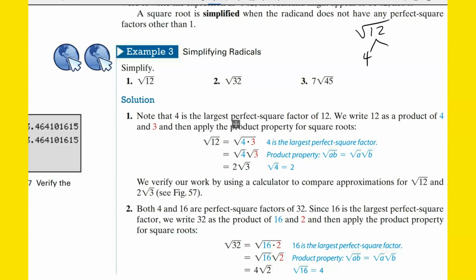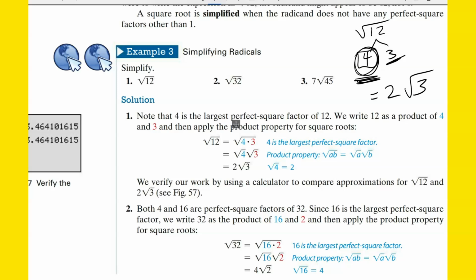So we break the 12 down to a 4 times what? 4 times 3 gives you 12. So a 4 and a 3. Since the 4 is a perfect square, we bring it out by taking the square root of that number. That comes out of the radical as a 2. Whereas this 3 can't do anything, so it must remain under the radical. So 2 times the square root of 3, or some people say 2 on the square root of 3, is how the square root of 12 simplifies, and it's equal to the same exact value.